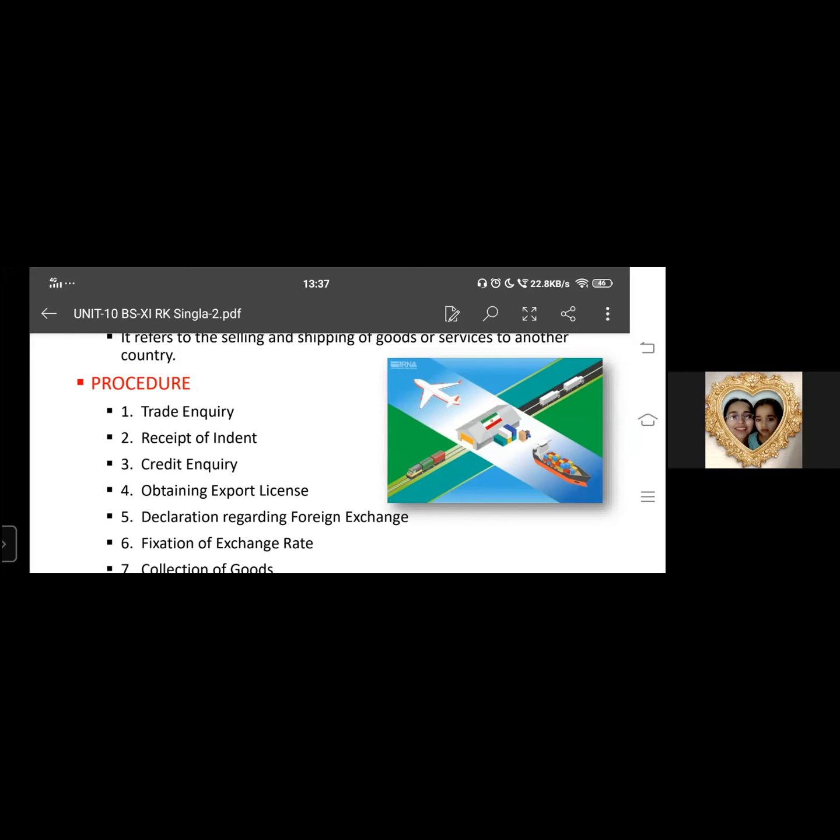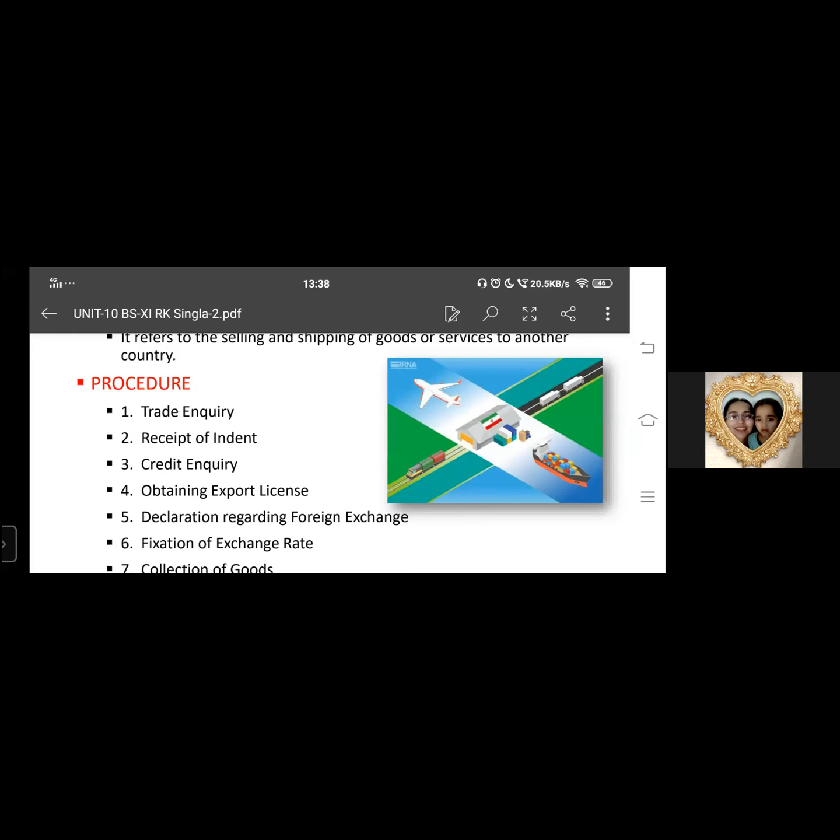Then many a time the exporter directly receives an inquiry from the importer. The things which are inquired about by the importer are the price of the product, type, packing, time taken in delivery, terms of payment, etc. Okay, so the exporter sends a reply to the inquiry in the form of a quotation that is referred to as pro forma invoice. Okay, that is related to the prices.